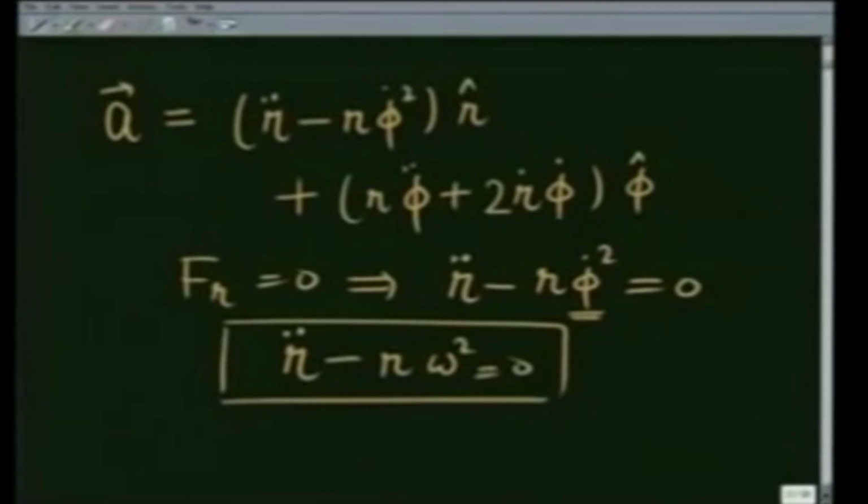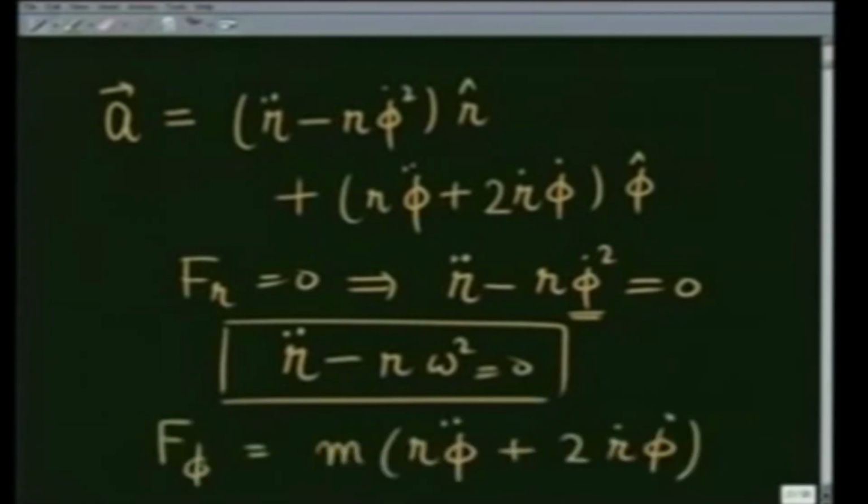Similarly, in the phi direction, F phi is going to be equal to m times r phi double dot plus 2 r dot phi dot. Since the wire is moving with a constant angular speed, the first term is 0 and therefore I have F phi, that is the force that the wire applies in phi direction, to be equal to m times 2 r dot phi dot.